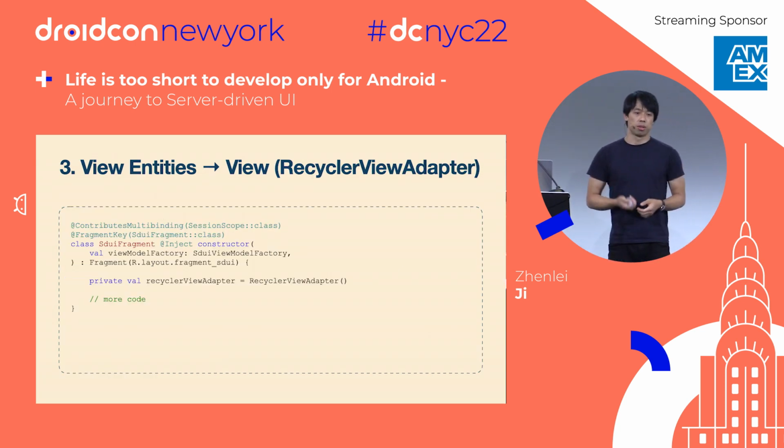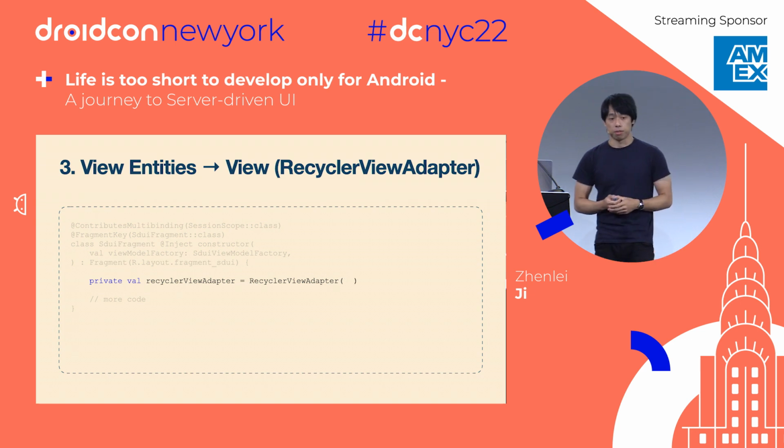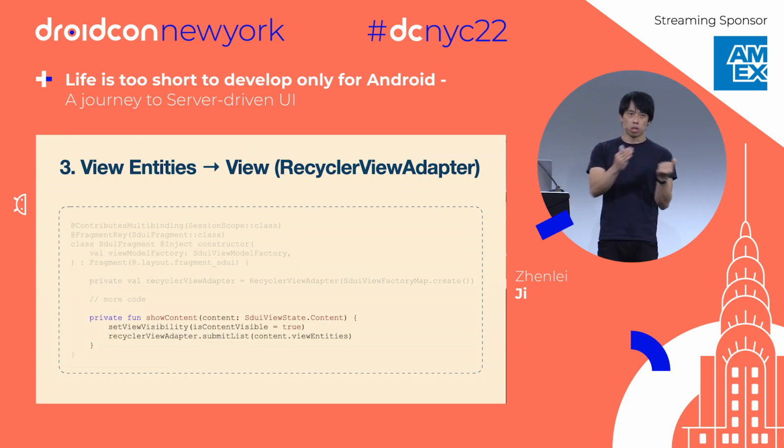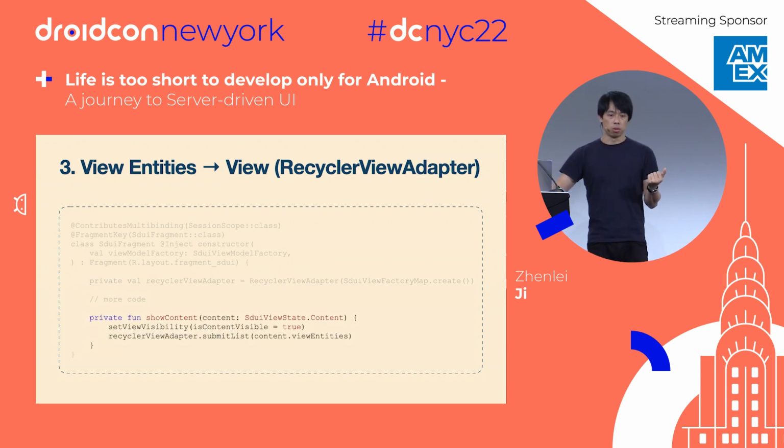Now you just need to register in a recycler view adapter. Basically we have the recycler view adapter, and then we need to pass as a parameter the view factory map. So this recycler view adapter is a custom recycler view adapter that uses the delegate pattern. So based on the view entity, it knows how to render the view based on the type.